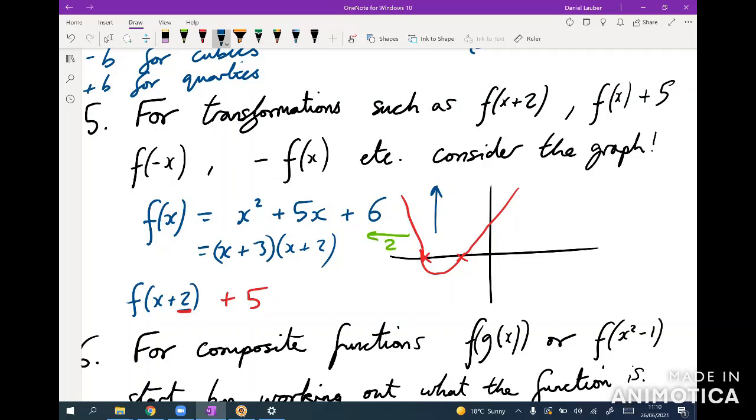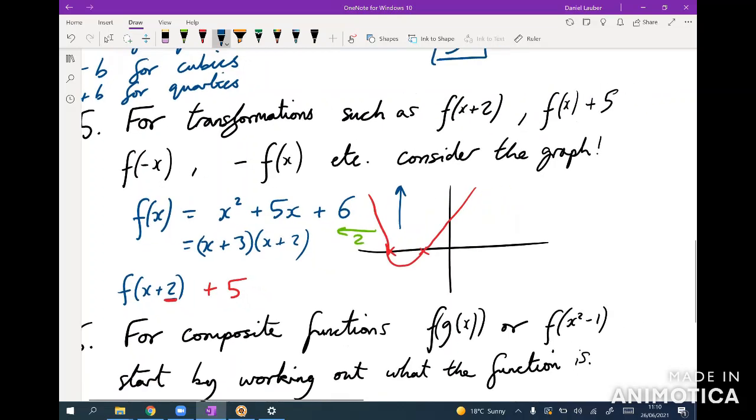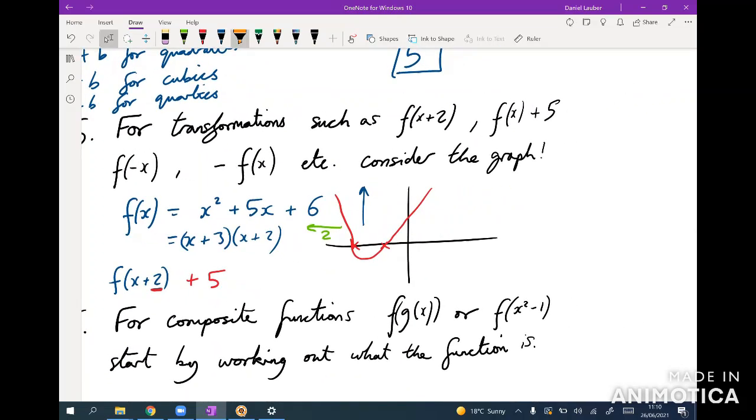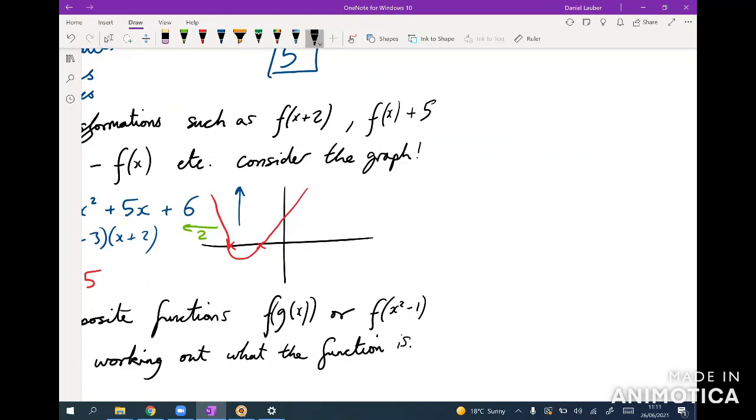And so just make sure you know what the different transformations do and how to show them on a graph, because that's going to be the easiest way of getting to the answer. So for example, if I'm able to sketch a graph of, well, let's just say we've sketched some graph. It looks like this.